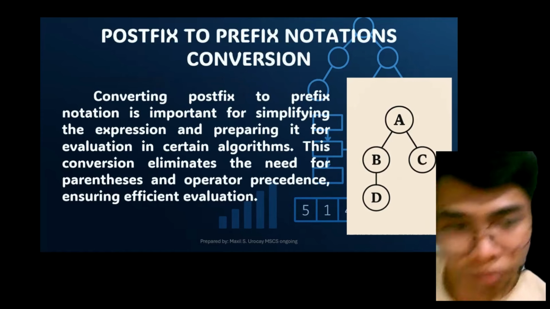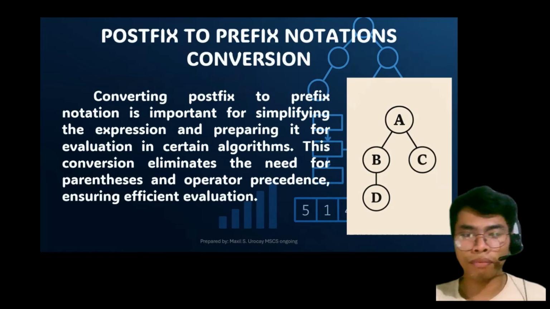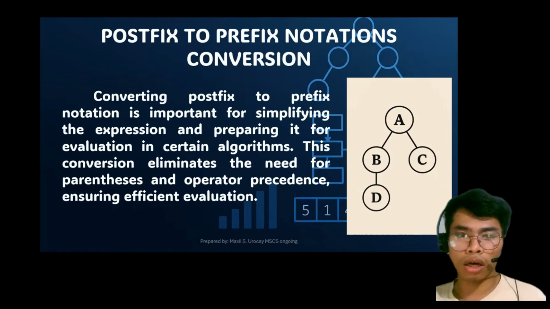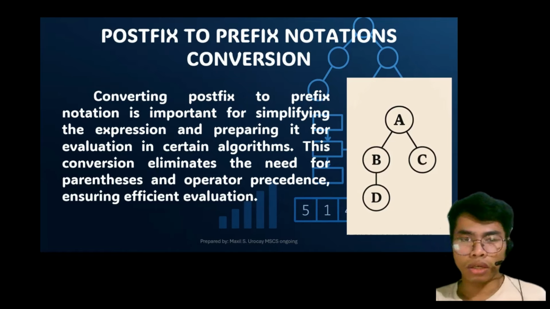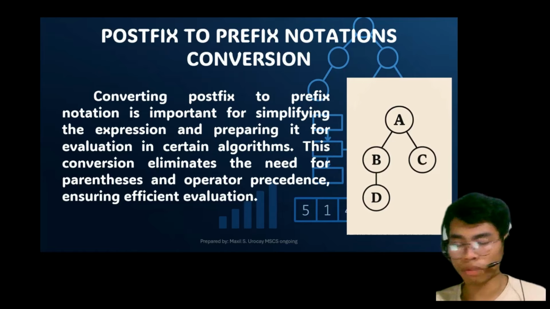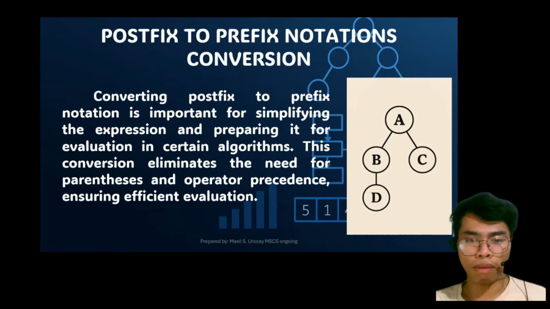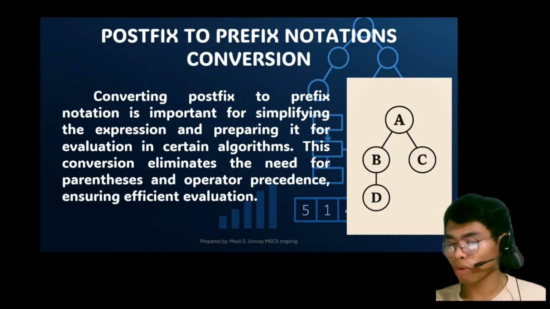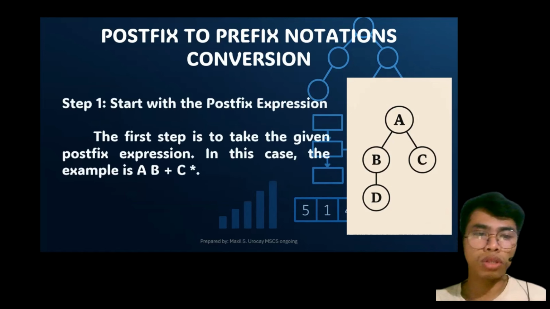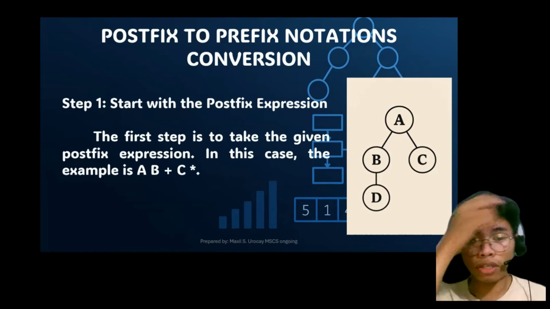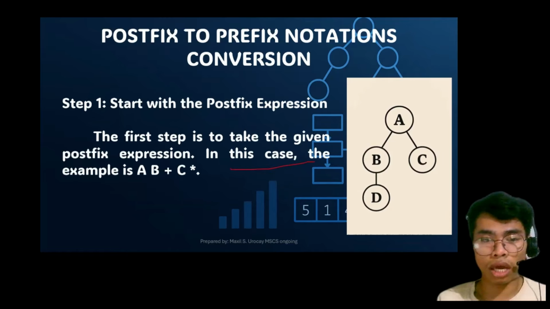Okay. Now for postfix to prefix notation, we can convert postfix to prefix accordingly. Converting postfix to prefix notation is important for simplifying the expression and preparing it for evaluation in certain algorithms. This conversion eliminates the need for parentheses and operator precedence, ensuring efficiency of evaluation. So for this one, we have to start with the postfix expression. The first step is to take the given postfix expression. In this case, we have this one.